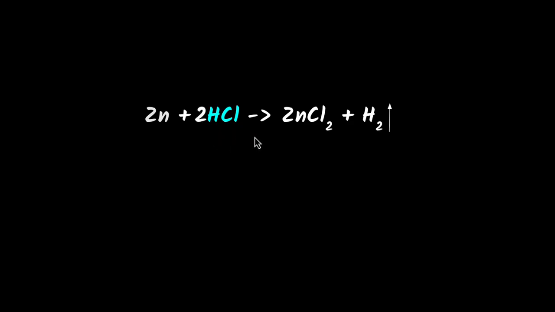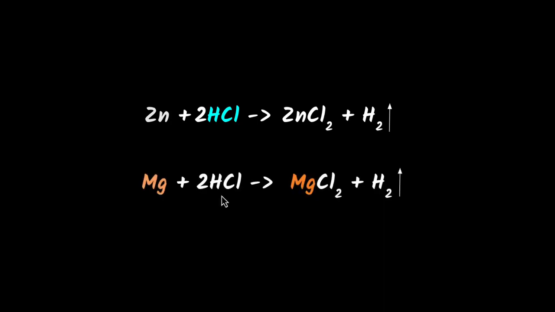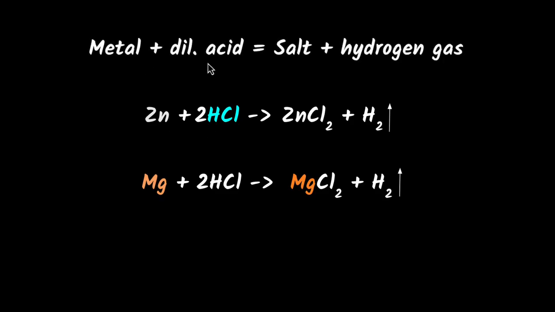Similarly, what happened when magnesium reacted with HCl? We got something very similar. Magnesium is again more reactive than hydrogen, so it kicks it out. And you get magnesium chloride, and again the hydrogen got liberated. So in general, when you have metals reacting with acids, what do we get? Well, metals react with dilute acids in general to give you salt and hydrogen gas. So these are the salts, and this is the hydrogen gas that is evolved.